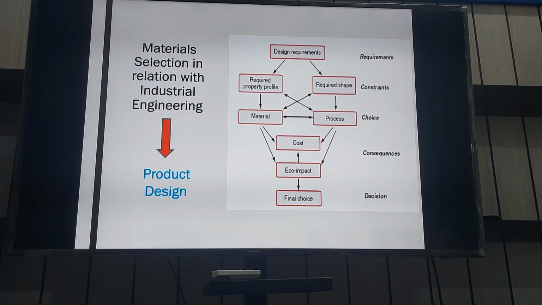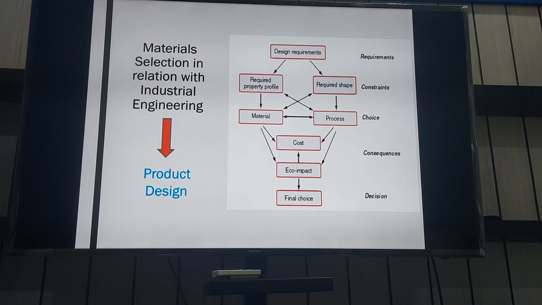Yeah, material selection. Some students ask, what is the relevance of studying material science in industrial engineering? Because material science is one of the subjects of mechanical engineering, and it's very different between industrial engineering and mechanical engineering. Why do we need to study material selection or material engineering in industrial engineering?